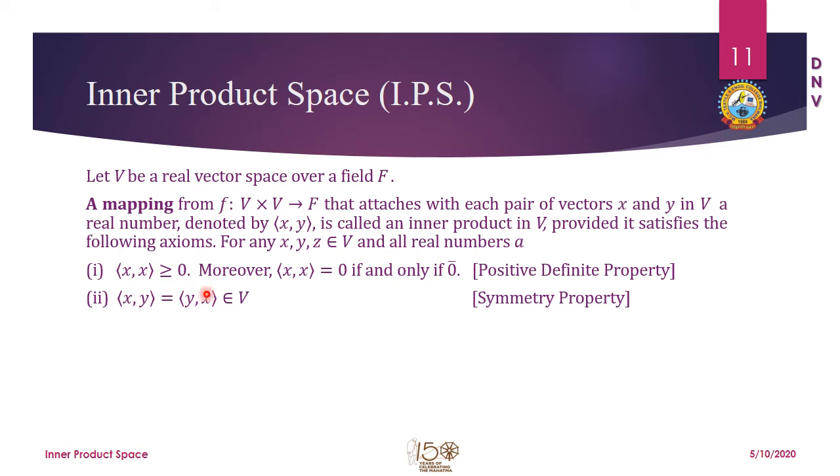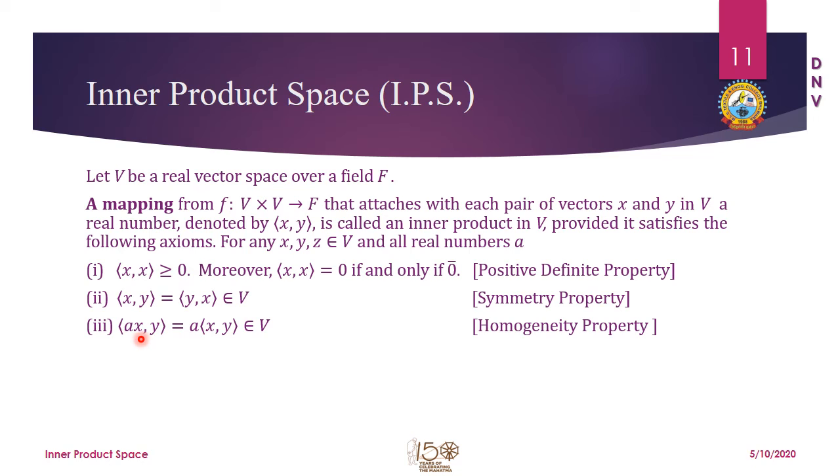Second axiom we have taken is the inner product of x and y commutes with y and x in V. So if the commutative property is satisfied by the two vectors in the inner product, then we call it the symmetry property. There will be no difference if we write the inner product x comma y or y comma x.